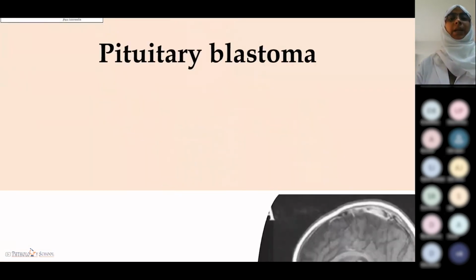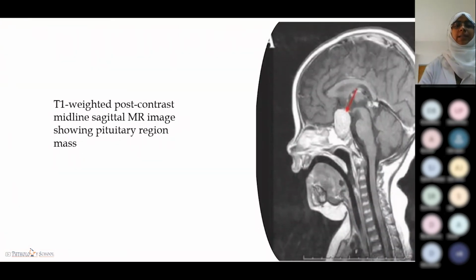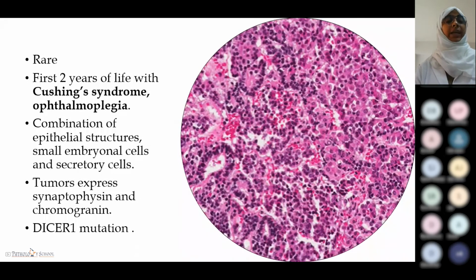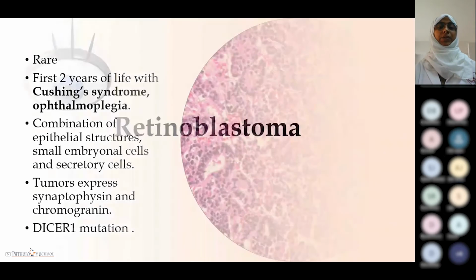Now the pituitary blastoma. You can see there's a well-defined tumor in the pituitary area. These are rare tumors occurring in the first 2 years of age with Cushing's syndrome and ophthalmoplegia. You'll have three kinds of cells: small embryonal blue cells, secretory cells, and epithelial cells. The tumors express synaptophysin and chromogranin, and molecularly show DICER1 mutation.